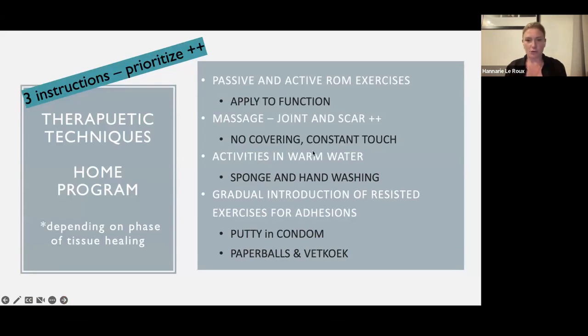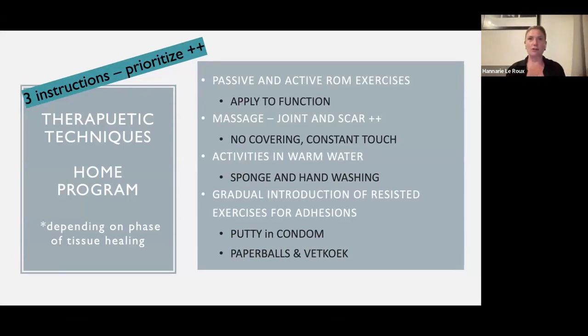Then massage the joint and the scar. So no covering is what I would recommend once you meet the patient. They come in with those gloves on or something on. I have a rule, no covering. If you're going to cover the left hand, you better cover the right hand, because it's winter. If it's summer, no covering. It's not normal. So you're not going to cover it. You may massage it. You may touch it the whole time, but no covering. And then I want constant touch.